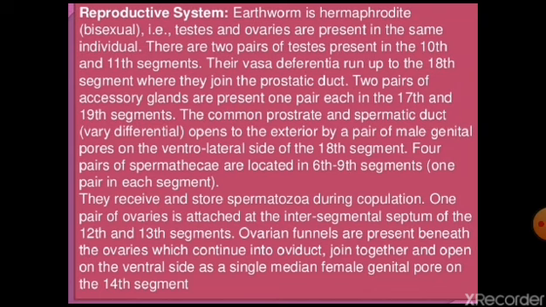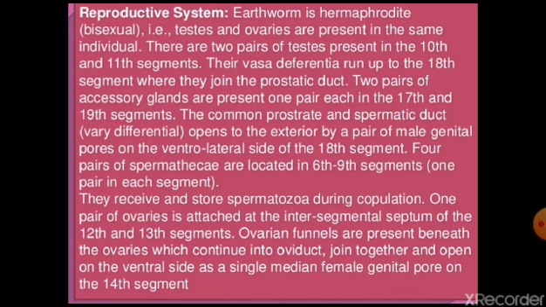The common prostatic and spermatic duct, the vas deferens, opens to the exterior by a pair of male genital pores on the ventrolateral side of the 18th segment. Four pairs of spermatheca are located in the 6th to 9th segments, one pair in each segment. They receive and store spermatozoa during copulation.